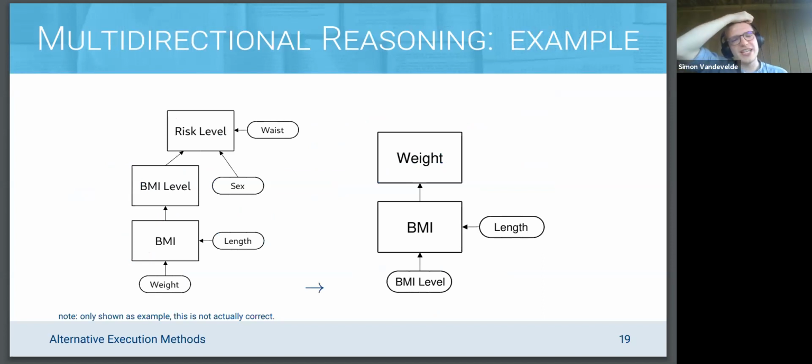So here I have shown a rough example, where imagine that we could just change our DRD so that we have BMI level suddenly as an input on the right, and length as an input, and we use those to decide BMI, and then we are able to calculate our weight from the BMI value. I should also specify this is really not correct. This is far from correct, so don't actually do this, but it's just to give an example.